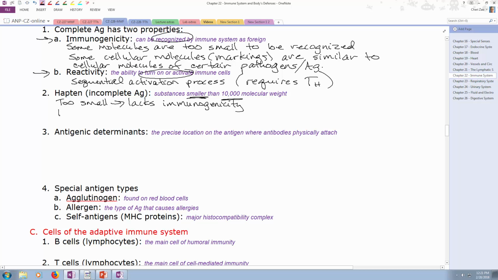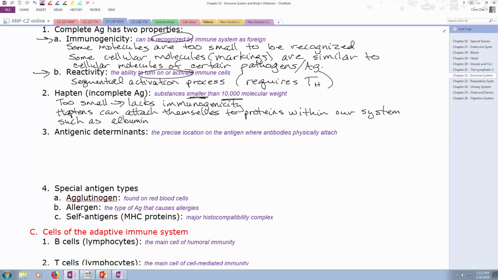What's interesting is that haptens, not all of them, but some haptens, can attach themselves to proteins within our system. And one of the proteins that they can easily attach to within our system is albumin. Albumin is from ourself, but it's big. And suddenly, if a hapten is able to attach to albumin, it's like suddenly making itself a much bigger presentable molecule. And then that is something that we can actually recognize and attack those haptens.